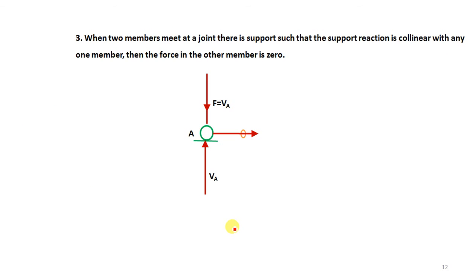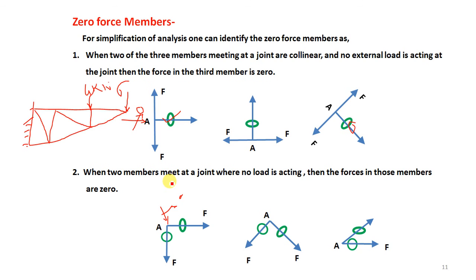Now come towards the third slide. When two members meet at a joint and there is a support such that the support reaction is collinear with one member, then the force in the other member is zero. Let's say this is a roller support and this is the load, and this is the third member. When these two forces are there, this force will be balanced by this reaction. Therefore, the third member does not carry any force. Got it? So if you observe this particularly.